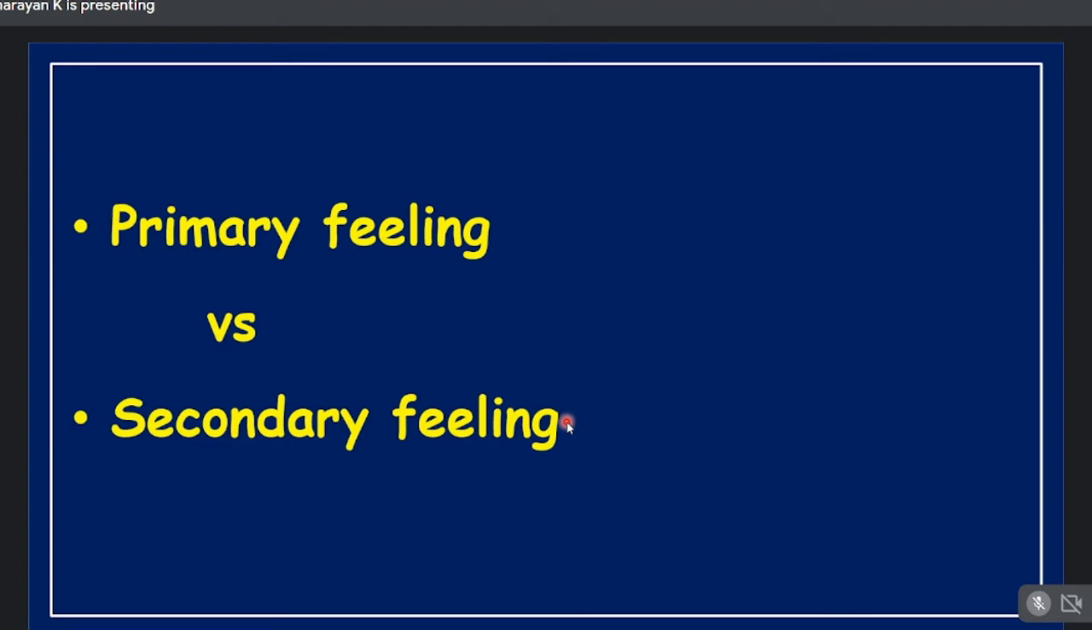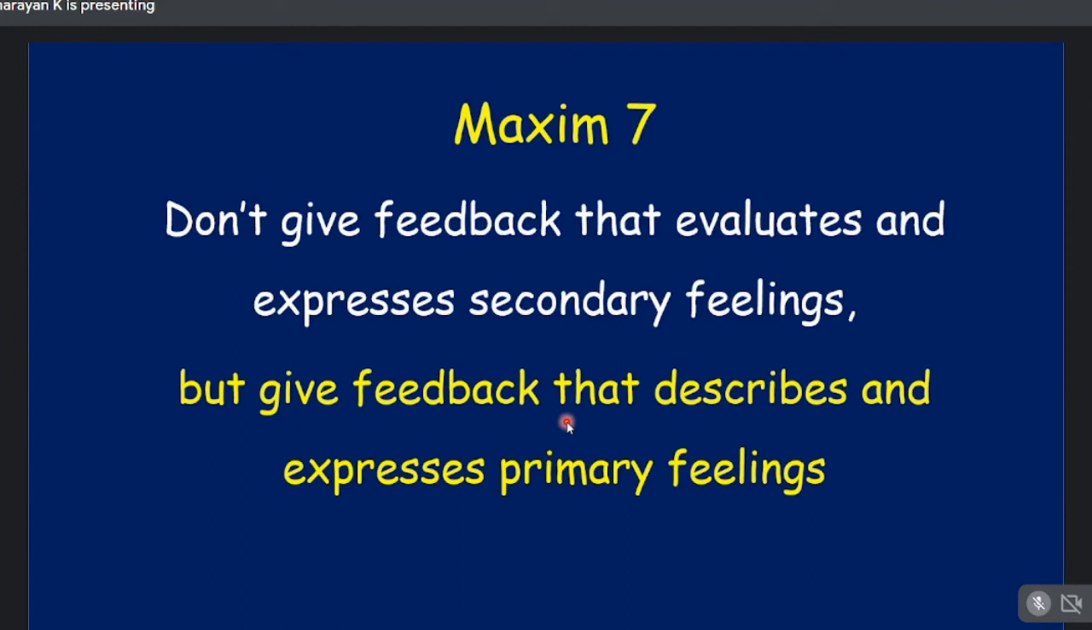When you do that and give your secondary feeling through anger, the student does not see your concern and care. So when you give feedback, you must remember not to give feedback that evaluates and expresses secondary feelings, but give feedback that describes and expresses primary feeling. Describe the behavior and then say what your primary feeling is. We unfortunately don't express sadness. We don't express disappointment. We express only anger. And the student, when he gets anger, he resents it and he will always remember this for the rest of his life.